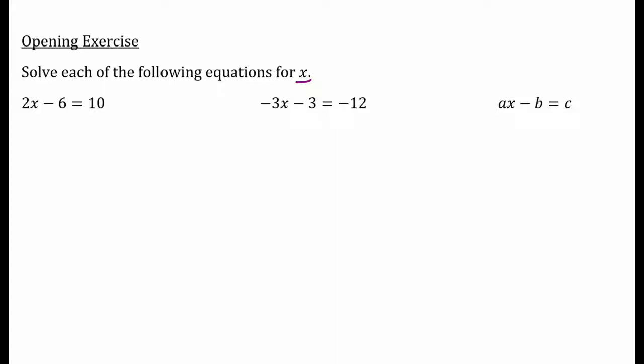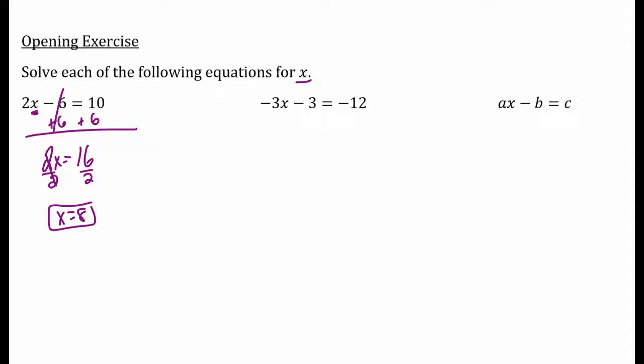So hopefully you paused the video and did some solving. Let's see how you did. So here's x. It's being multiplied by 2, and then I subtract 6. So let's add 6 to both sides using the addition property of equality. And I get 2x equals 16. Well, 2 times x is 16, so I'm going to divide and get x equals 8.